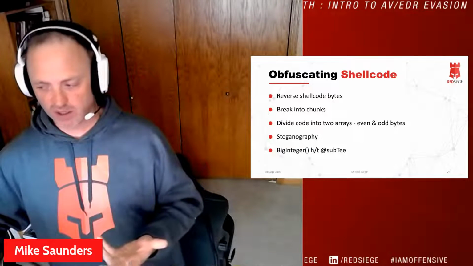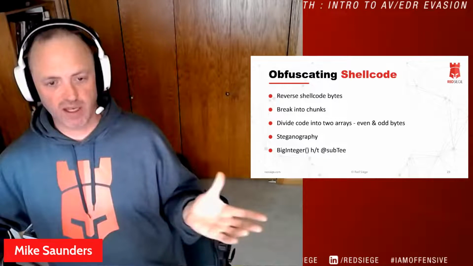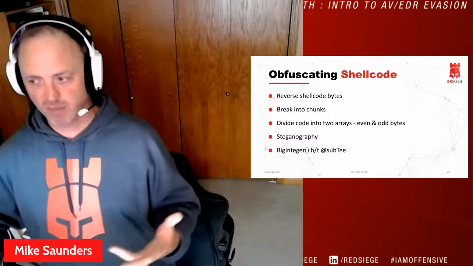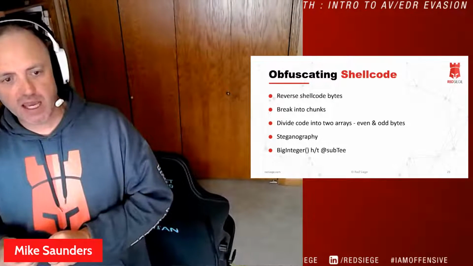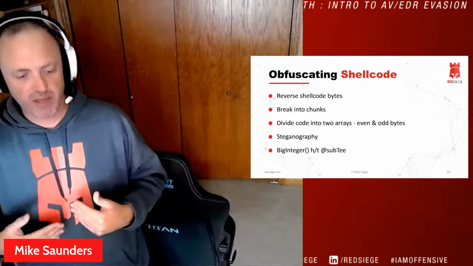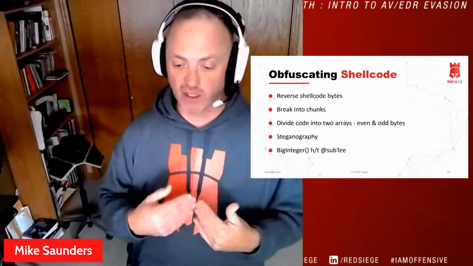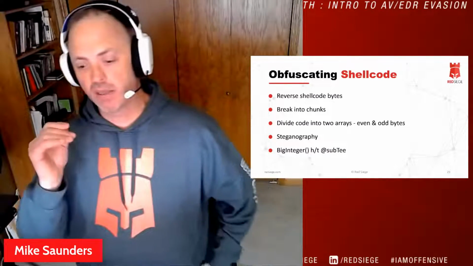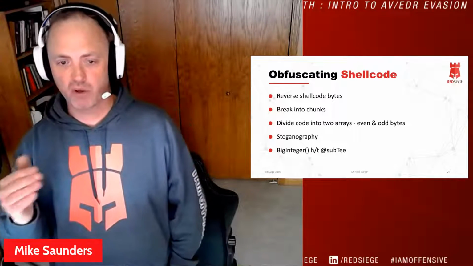There are different ways you can approach it. One thing you can do is take your shellcode and divide it into two arrays. This is something that Justin Paulk came up with one day. Take your shellcode and store it in two arrays, an array of even and odd bytes. And I don't mean even and odd as in the shellcode value. I mean the position of the byte within the original shellcode array.